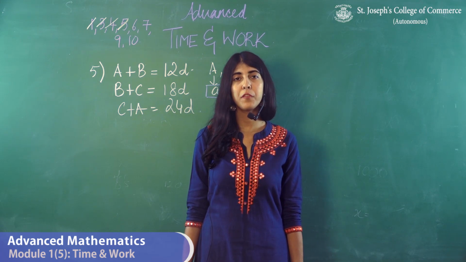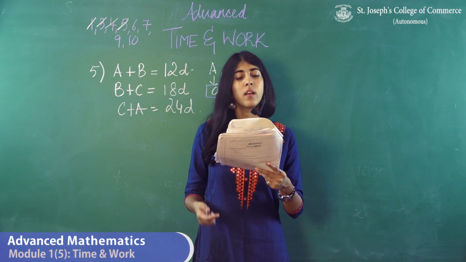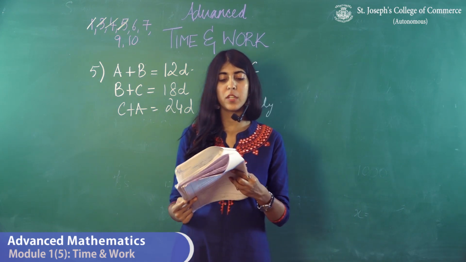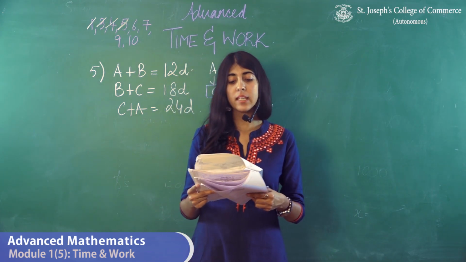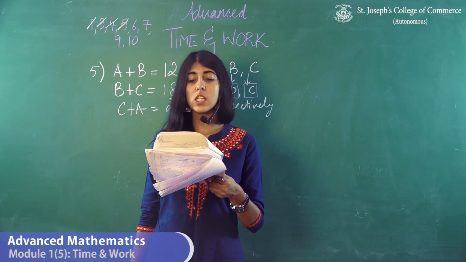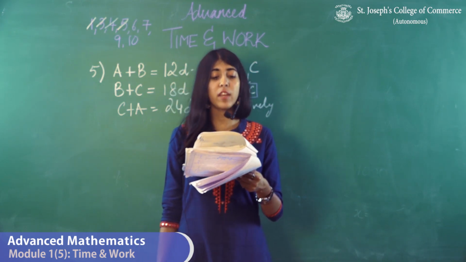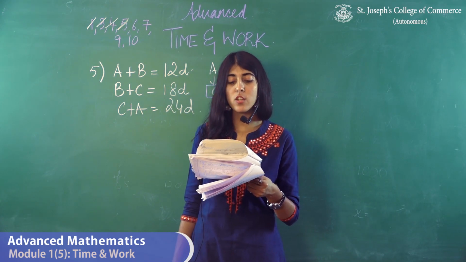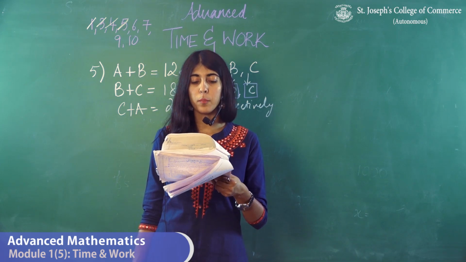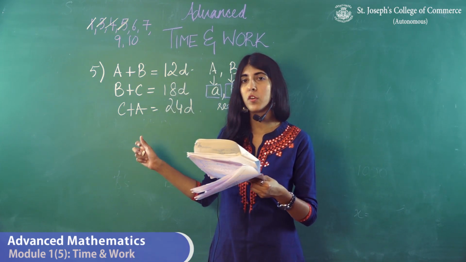Let's move on to the 5th question. A and B together take 12 days to finish a particular work. B and C together take 18 days, and C and A together take 24 days. If A, B and C are combined together to finish the same amount of work, how many days will they take together? Let's write what we know first.